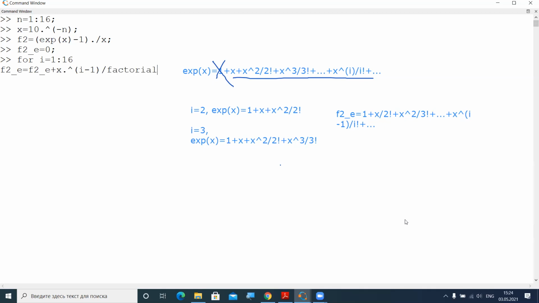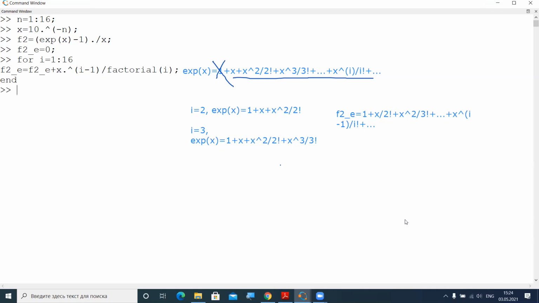This is not now the expansion of e to the power of x. This is the expansion of the new function, e to the power of x minus 1 over x. Do you understand me? Yes, yes.